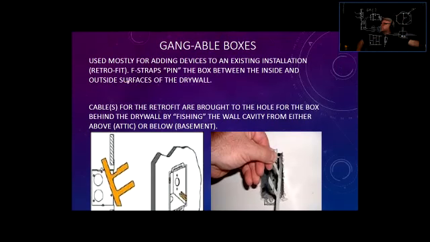Gangable boxes. Used mostly for adding devices to an existing installation, which would be called retrofit. Retrofitting is adding to an existing installation, or disassembling an existing installation and keeping parts of it and maybe replacing the head end or the receiving end. Okay. So that would be retrofit versus, what's the opposite of retrofit? The opposite of retrofit would be brand new installation. So gangable boxes are used mostly for adding devices to an existing installation, such as retrofit.